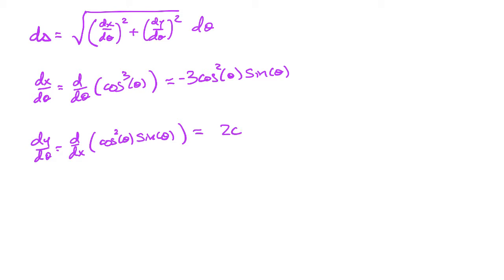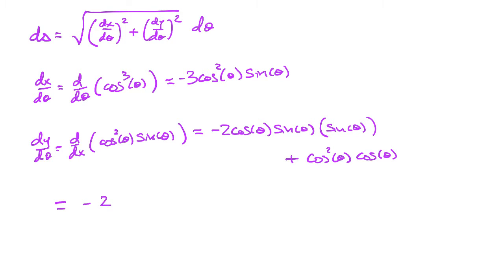And so that's going to give us a 2 cosine of theta times negative sine of theta times our second function, which is sine of theta, plus our cosine squared of theta times the derivative of our second function, which is just cosine of theta. And so for our dy d theta, we're going to have a negative 2 cosine of theta times sine squared plus a cosine squared theta times cosine of theta. So if we take this and put it into our arc length form, let's see how that will simplify.